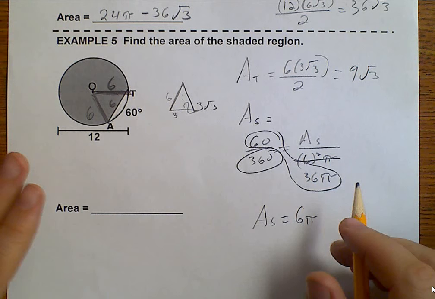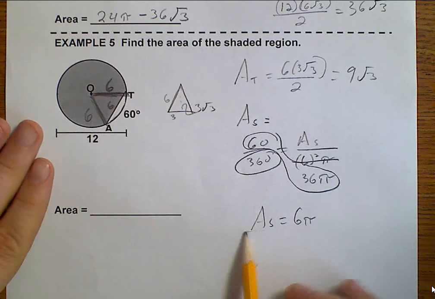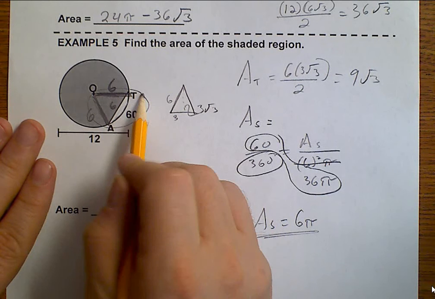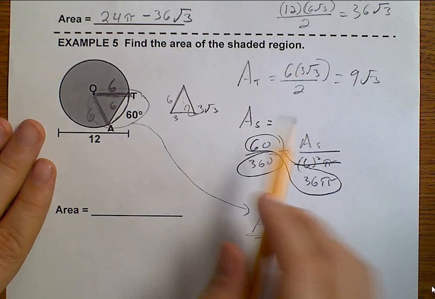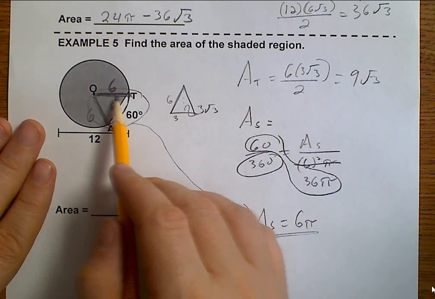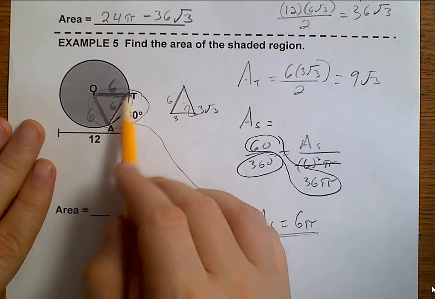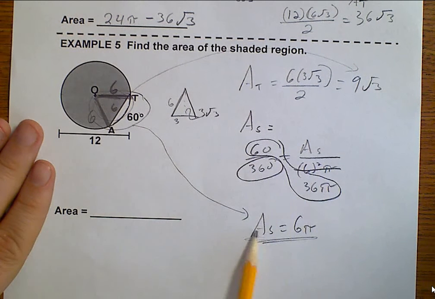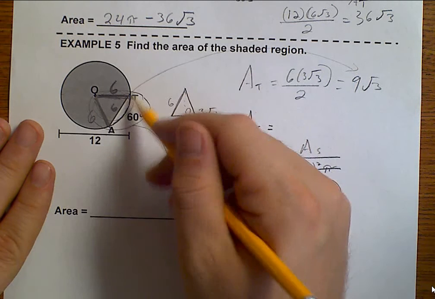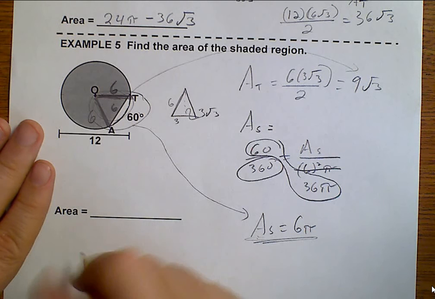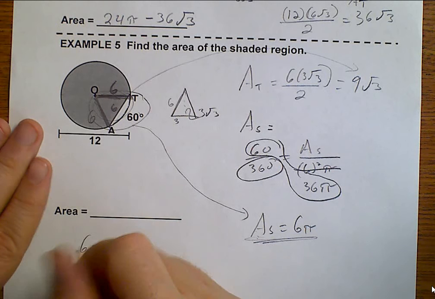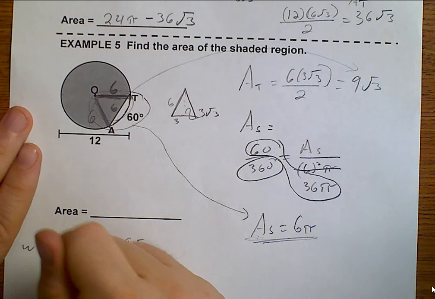Now, this is this sector right here. This belongs to that triangle. So if I take this and subtract that, I will get the white piece. So 6 pi minus 9 square root of 3, that's my white piece.